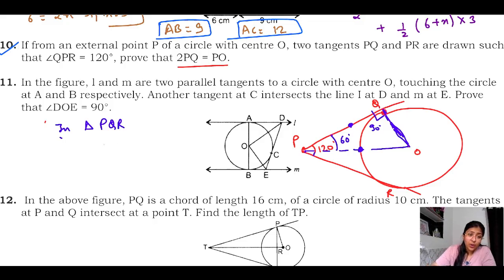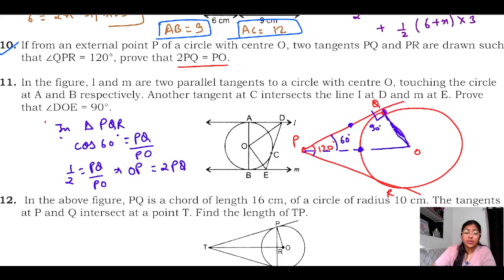Which ratio includes base and hypotenuse? Yes, very good. Cos. So we can write cos 60 is equal to PQ over PO. What is the value of cos 60 degrees? Yes, half is equal to PQ over PO. This implies OP is equal to twice of PQ. Hence, the statement is proved. Okay, learners, is this question clear? Okay, move to the next question now.